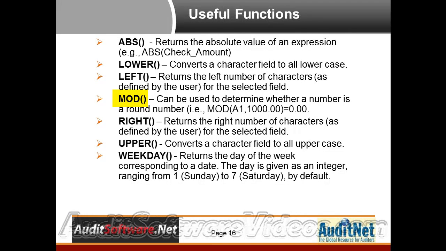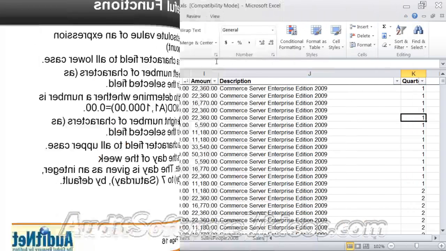The mod function will look for round dollars, so if you're auditing and looking for round dollars, we'll talk about that one. And then the weekday provides you a day of the week. 1 is a Sunday and goes all the way through to 7 being the Saturday. So if you want to see when things were entered, that would be a way of aligning that as well. So again, the mod function is testing rounded items.